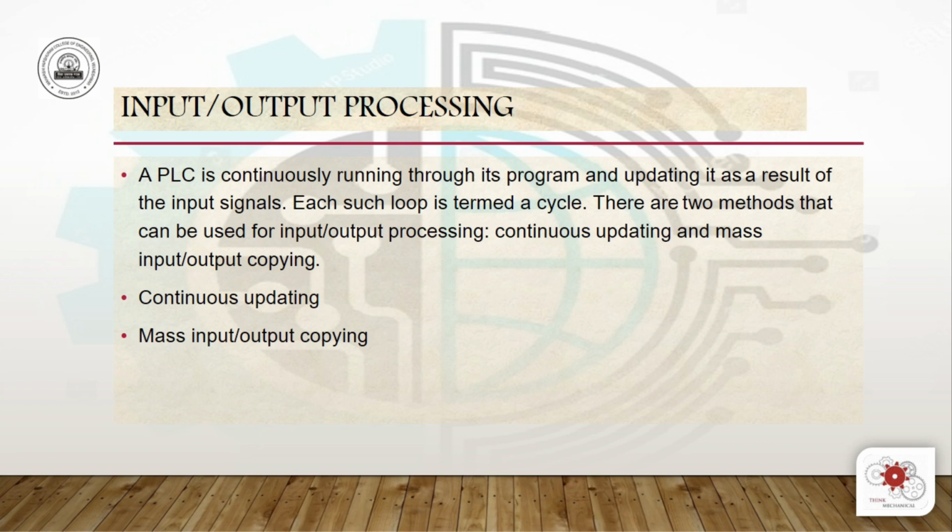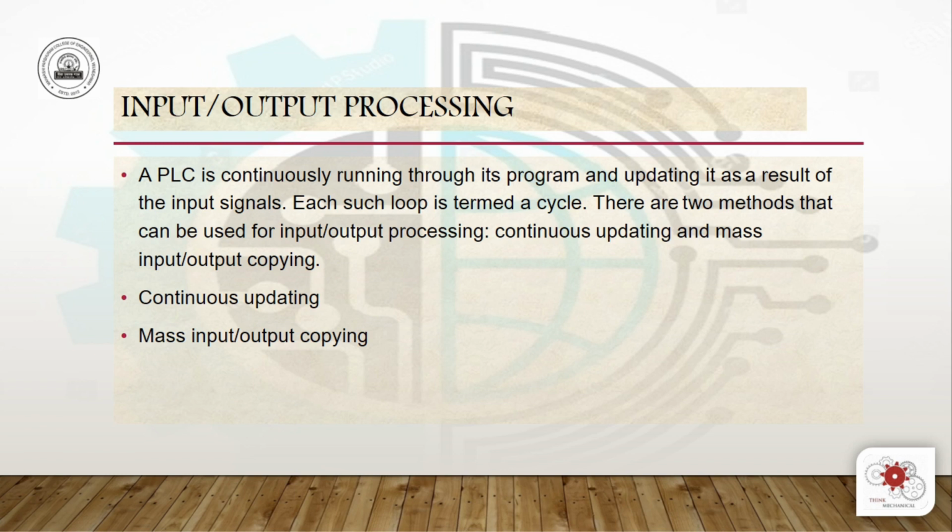Then input and output processing. The PLC is continuously running through its program and updating it as a result of input signals. After a certain iteration of the process, the PLC will store the results, that is the output data, and it will again give feedback to the input, and the input signal will get modified. So the PLC is continuously running and modifying or updating its data. Each loop is termed a cycle.